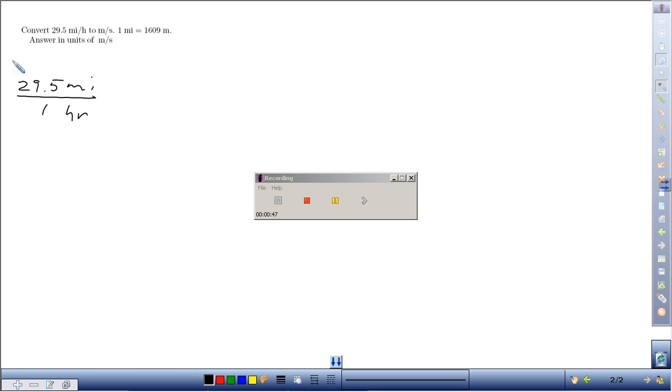That's the way a conversion works. 29.5 miles per hour is when you go 29.5 miles in 1 hour. So now I have to get miles into meters, and I have to get hours into seconds.